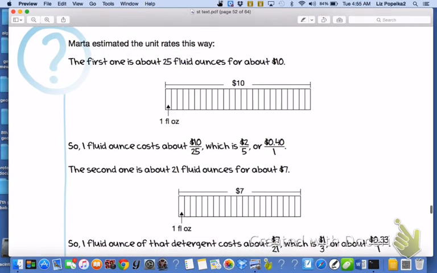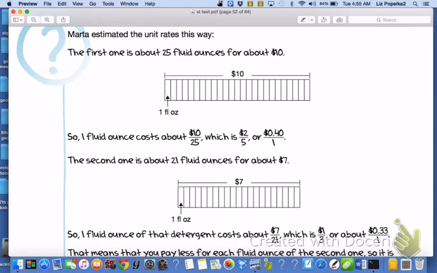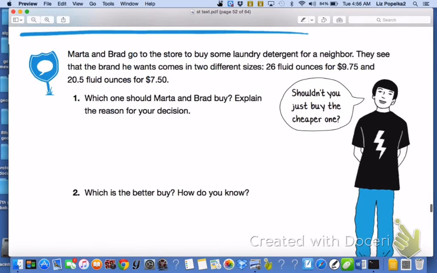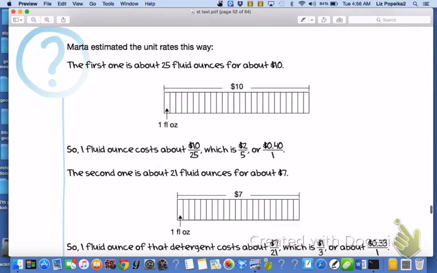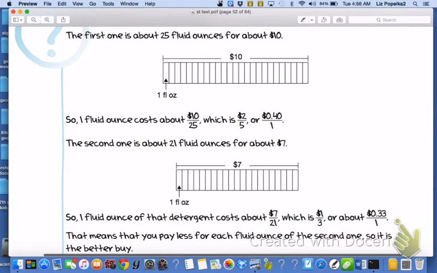And it says, Marta estimated a unit rate this way. She drew an estimate. She didn't actually figure out an exact number, and a lot of times, estimates are perfectly fine to do. You might recall from the previous example, she said the first one is about 25 ounces for $10. So let's look back up there. And that's pretty true. Okay, 26 ounces for $9.75. Well, that's a pretty close estimate of 25 ounces for 10. That's pretty close. And they've drawn a little diagram here so that you can see.